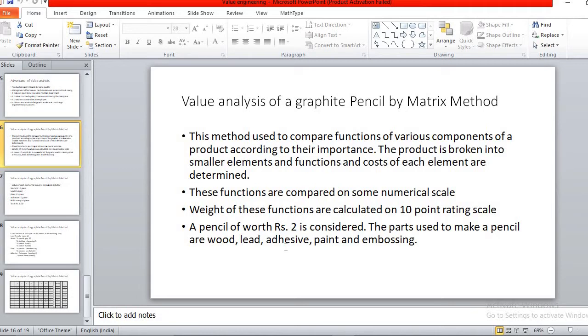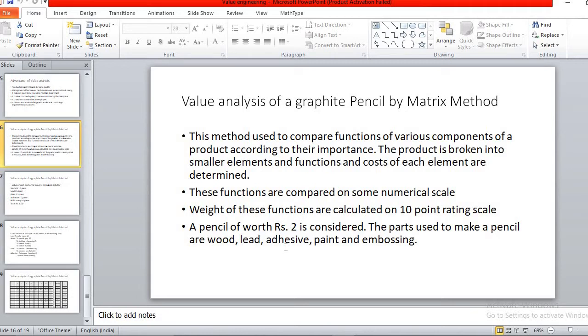Then, according to these weightages and the values obtained, we can conclude whether these functions or elements are essential, or whether we can improve those elements so that the cost of those elements can be reduced. So here we consider an example, the graphite pencil.